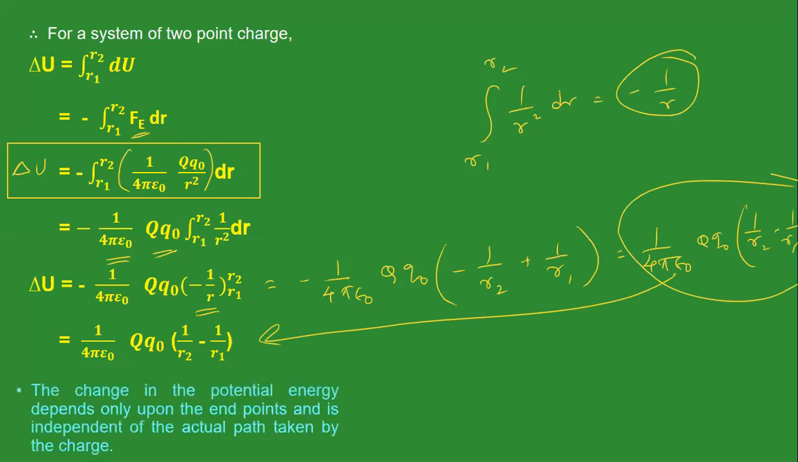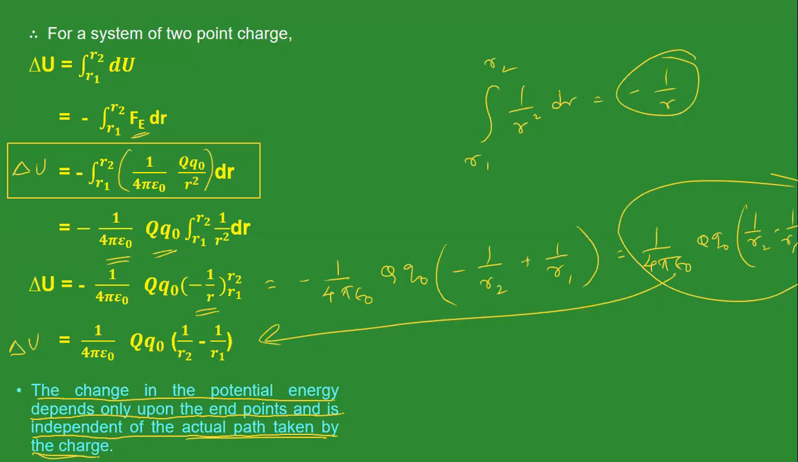Now, this is the increase in potential energy. The change in the potential energy, or increase in the potential energy, depends only on the end points and is independent of the actual path taken by the charge. Pay attention, this is very important. Change in potential energy depends only on end points and is independent of the actual path taken by the charge.